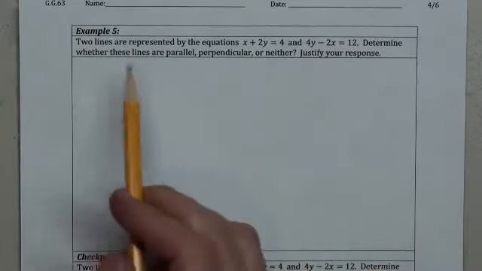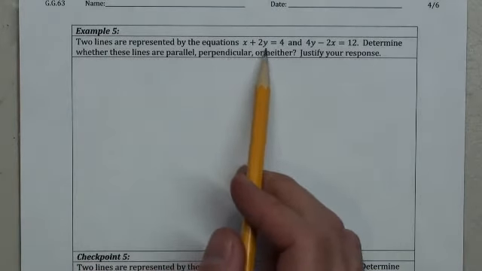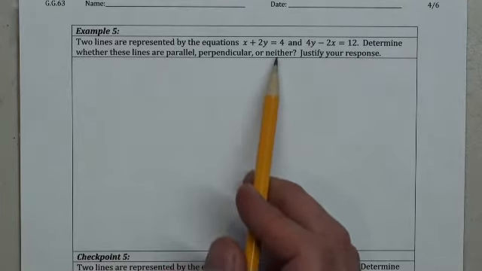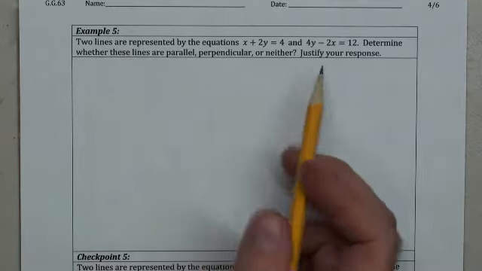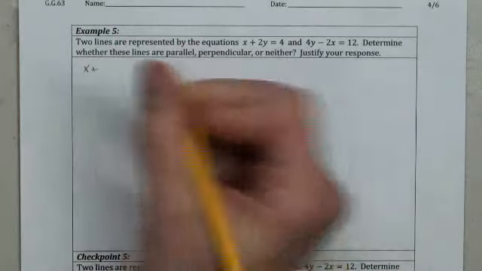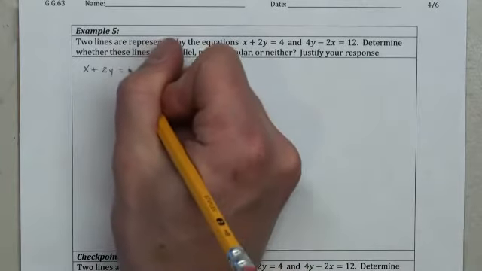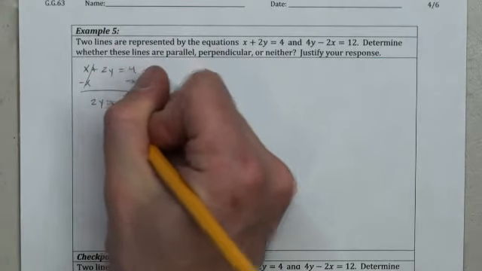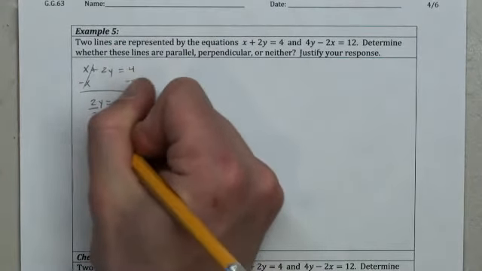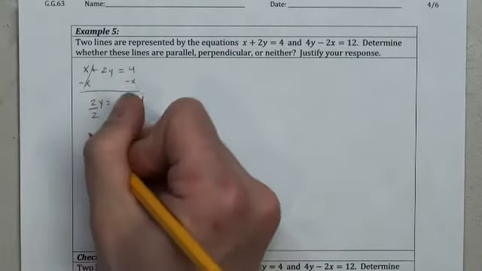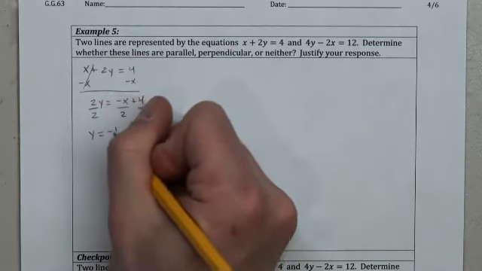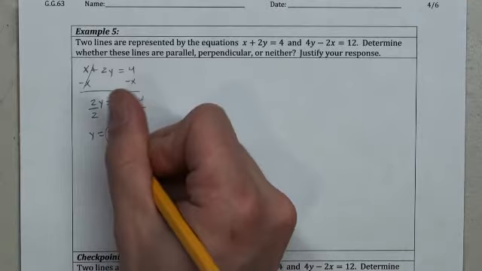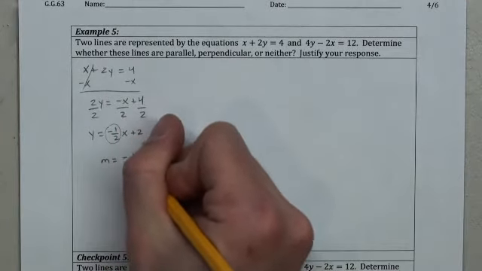So, example 5. Two lines are represented by the equations x plus 2y equals 4 and 4y minus 2x equals 12. Determine whether these lines are parallel, perpendicular, or neither. Justify your response. So this is almost the exact same problem as the last one. Let's do our math here. Get them in y equals mx plus b form. Let's get the x over here. 2y equals negative x plus 4. Let's divide everything by 2. So we got y equals negative 1/2 x plus 2. Here's my slope. M equals negative 1/2.